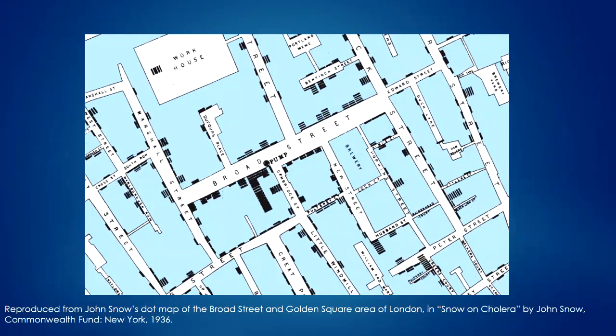So this is just a reminder about John Snow's map. Again, he used descriptive epidemiology to identify this particular pump in the middle of the city as the potential source of this cholera outbreak.